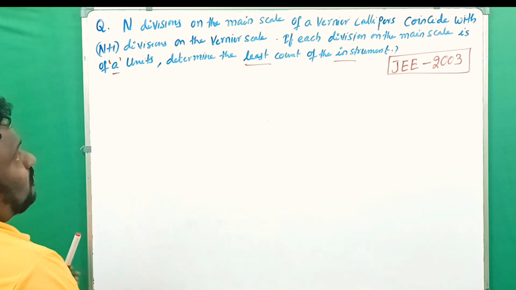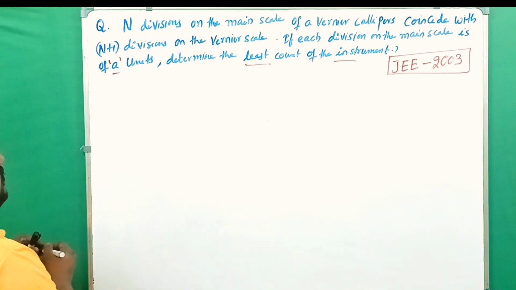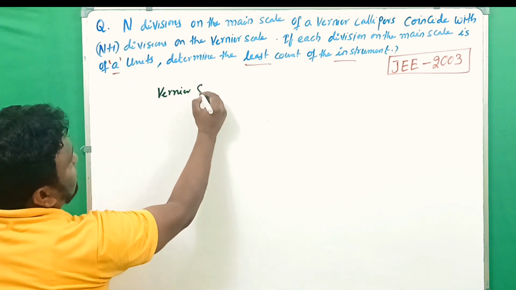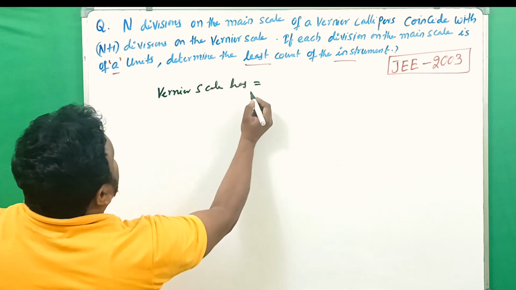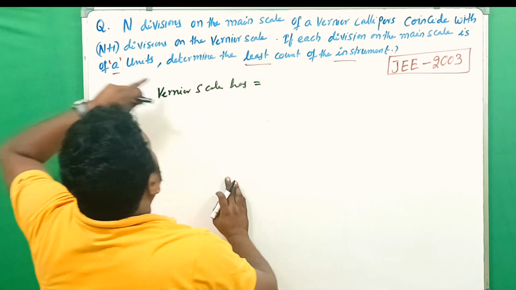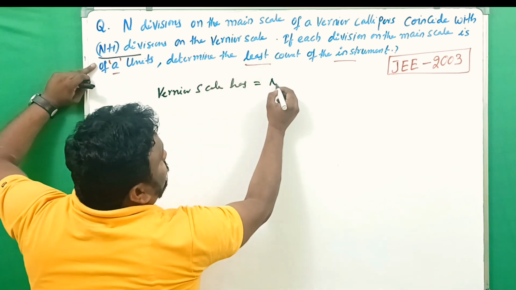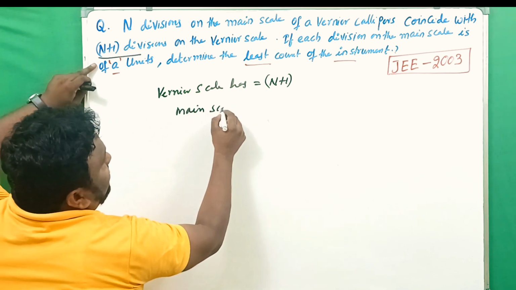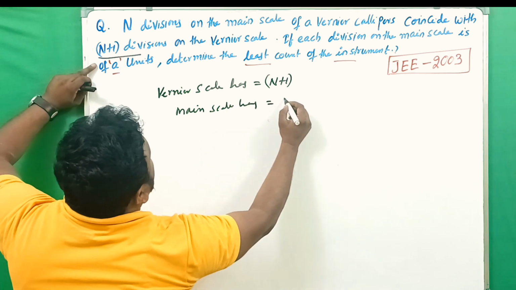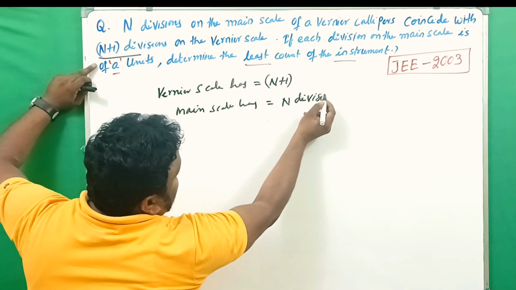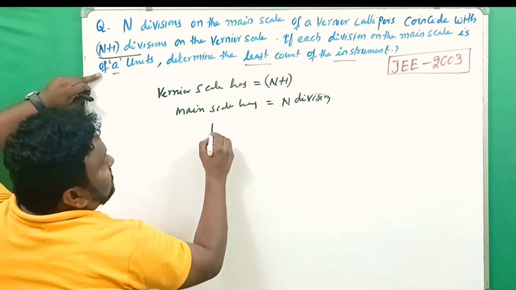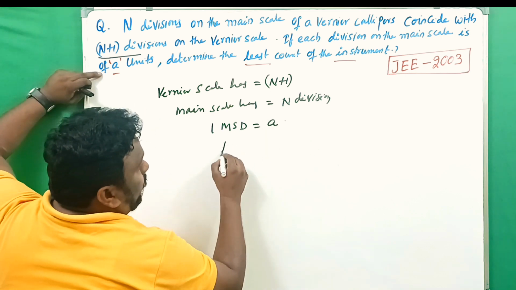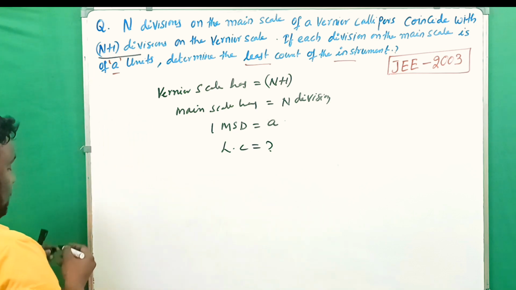See what was given about the vernier scale. The vernier scale has n plus 1 divisions, and the main scale has n divisions, which are equal. And one main scale division is given as A. What we have to find out is the least count. That was the question here.